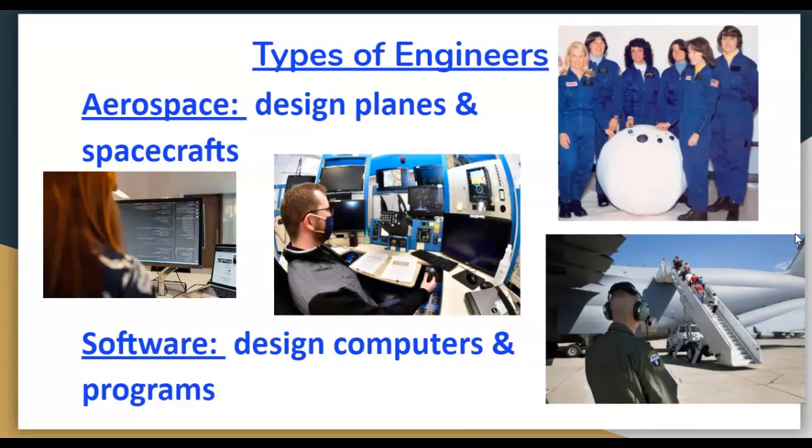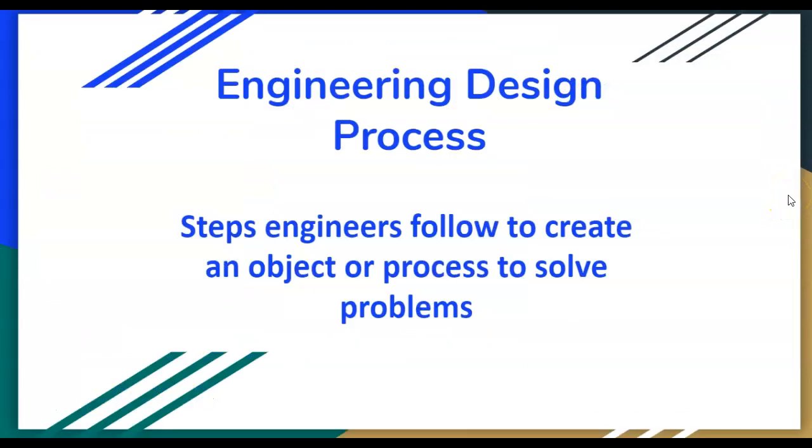Other types of engineers. Aerospace engineers design planes and spacecrafts. Software engineers design computers and computer programs. So the engineering design process itself is the series of steps engineers follow to create an object or a process to solve their problems or problems that are presented to them.